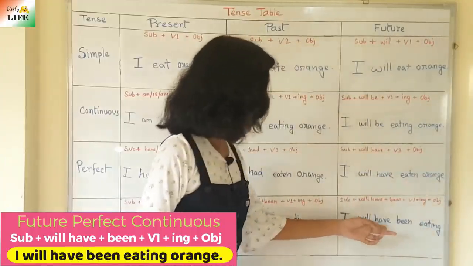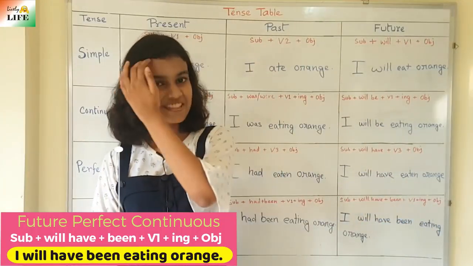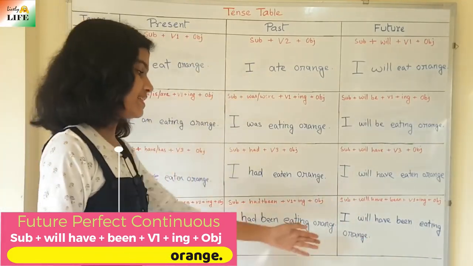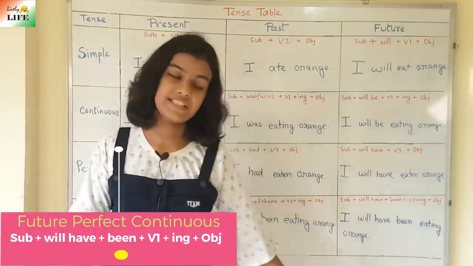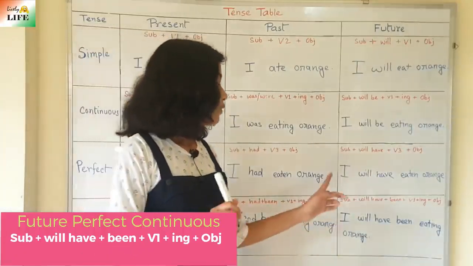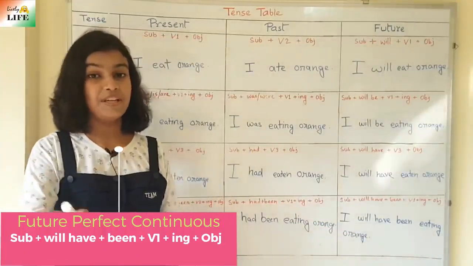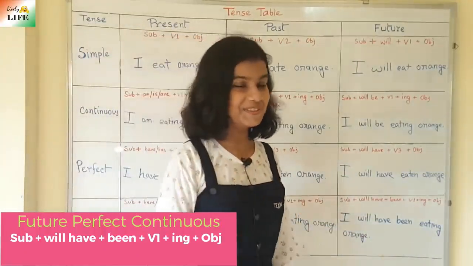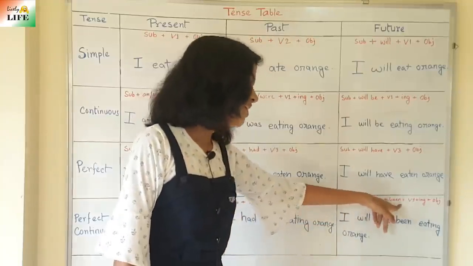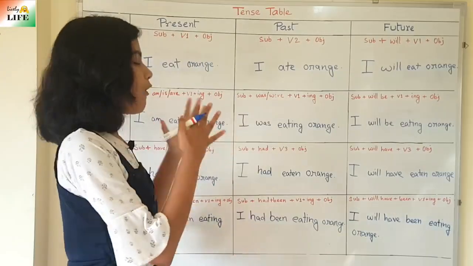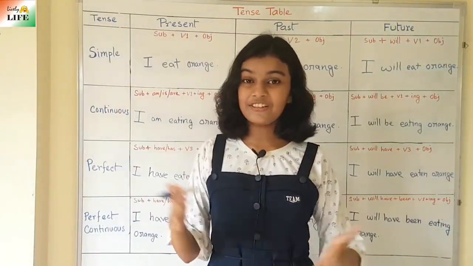I will have been eating orange. So this sentence is in future perfect continuous tense. Some other examples are I will have been playing football. I will have been going to school. So these were all the 12 tenses that we learned today.